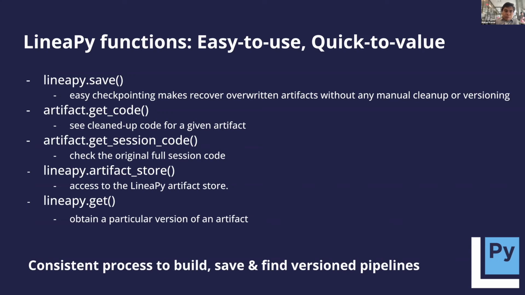There's the save function for actually saving an artifact, artifact.get_code for getting the code of an artifact, get_session_code for getting the complete code of a session, and then the artifact store, which gets all the artifacts, and then get, which gets a specific artifact.